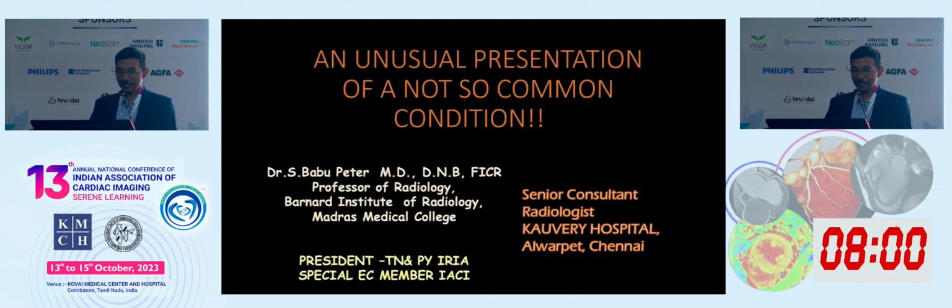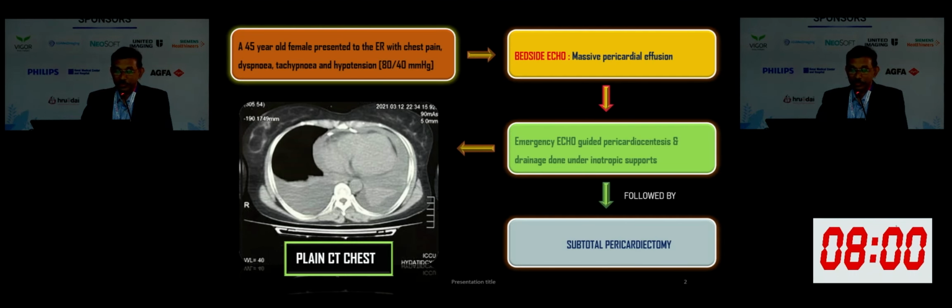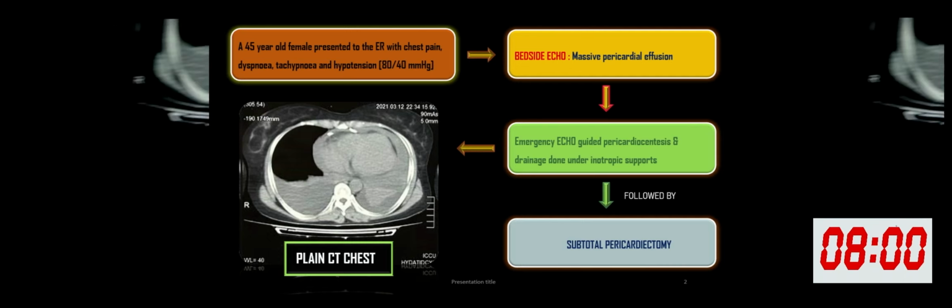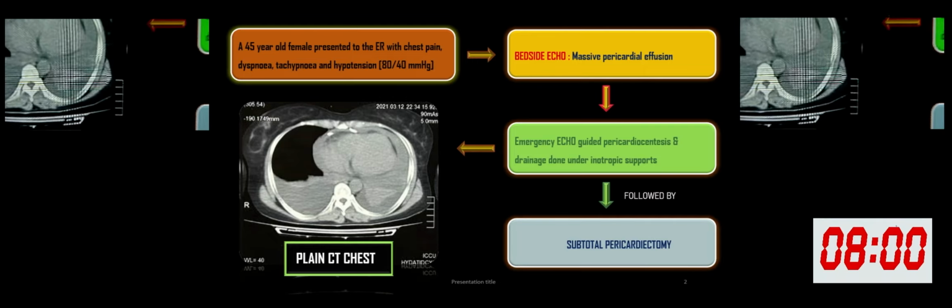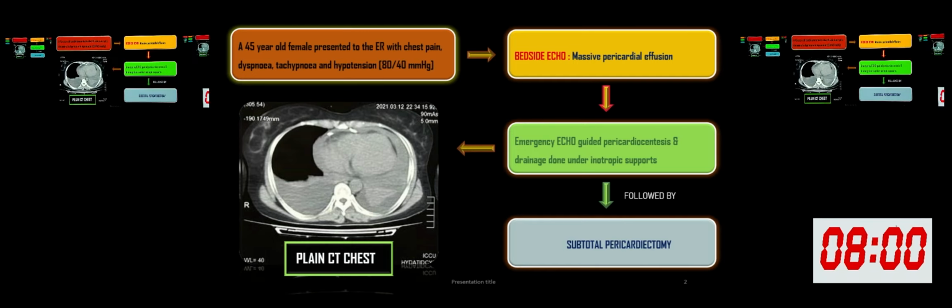Good evening, everyone. I'll just, for a few minutes, pass through this case that we had recently. It's not a very mysterious case or anything. We had this reference from a place called Salem, which is around 250 kilometers from Chennai. It was referred to our institute for cardiac MR.